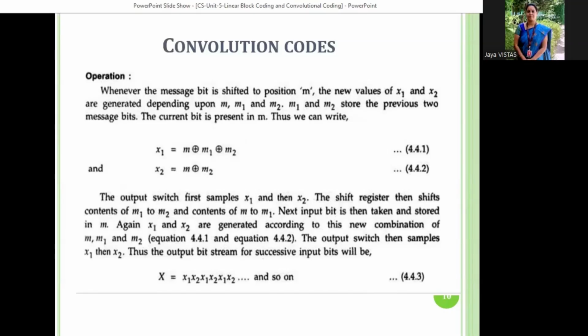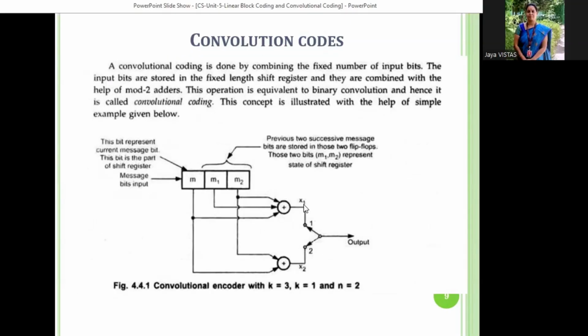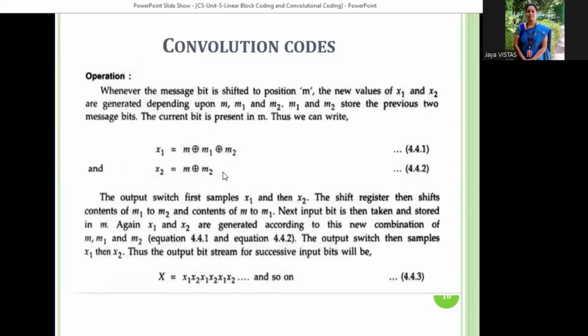So what is the output of X1? Three inputs come into X1: M, M1 and M2. So we can represent X1 as M plus M1 plus M2, where this addition is modulo addition. It is an XOR operation, not an actual normal addition. This is the XOR operation, modulo addition.